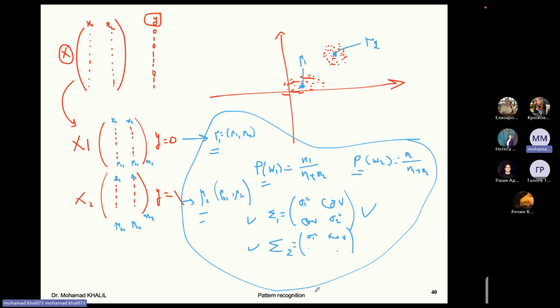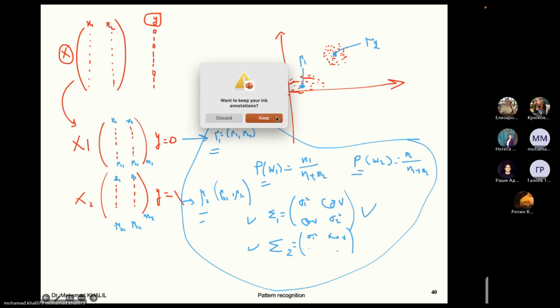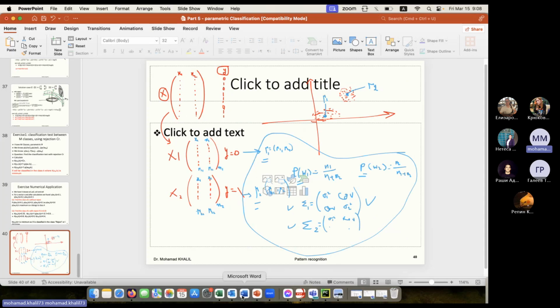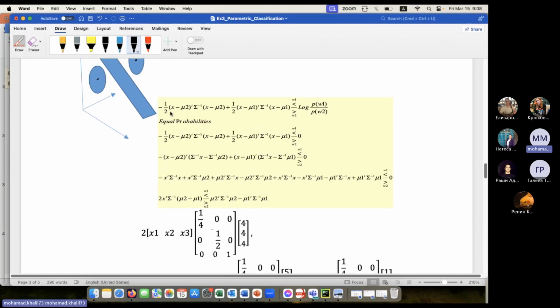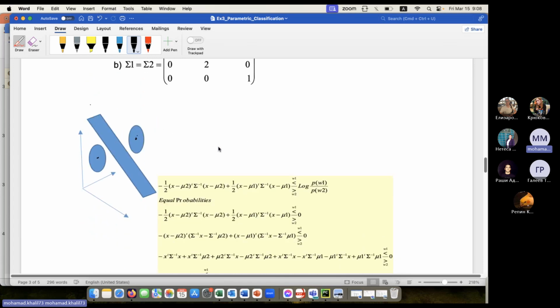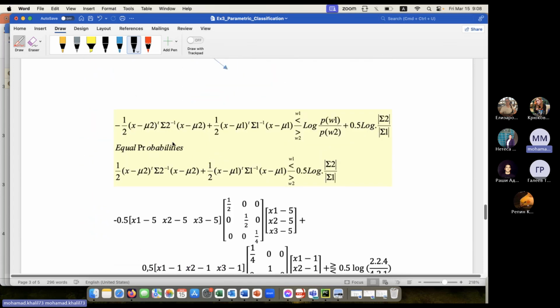Okay, look here, for example. Here is the general equation, the best general one. You need mu2, sigma 2, mu1, sigma 1, and p(omega 2). If you have p(omega 1), p(omega 2), mu1, mu2, sigma 1 and sigma 2, then for any new point you can apply it and find which class it belongs to.